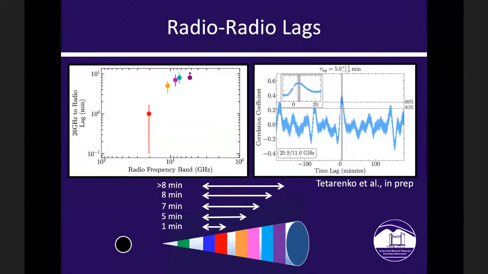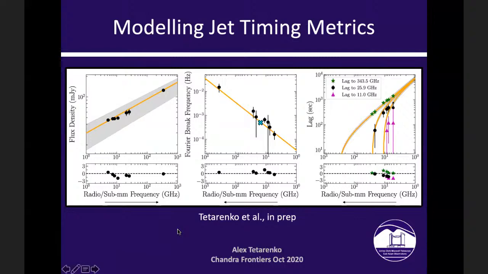All right, so what we've done here is we have a bunch of different timing characteristics that we've measured, right? We have our Fourier break frequencies, we have our lags, and then we also get for free our average spectrum of the jet as well. So the question is, how can we actually connect these timing metrics to some real jet physics? Well, it turns out that in the framework of a traditional Blandford-Königl jet, you can actually predict how all these quantities are going to change with electromagnetic frequency.